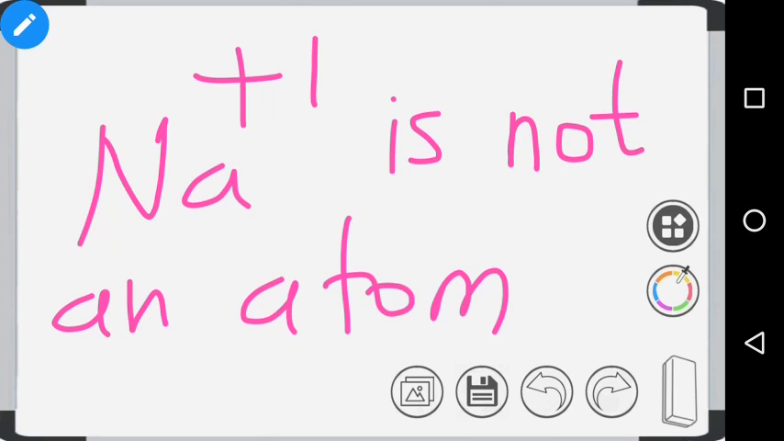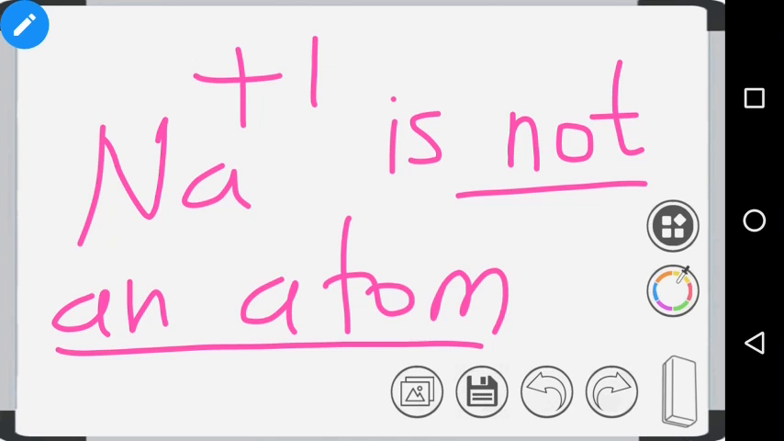Because it is not 0, it is plus 1. So it is not an atom. It is represented by some other name, and that name is called ion. Okay, but you can go further in higher classes. I will explain it to you.